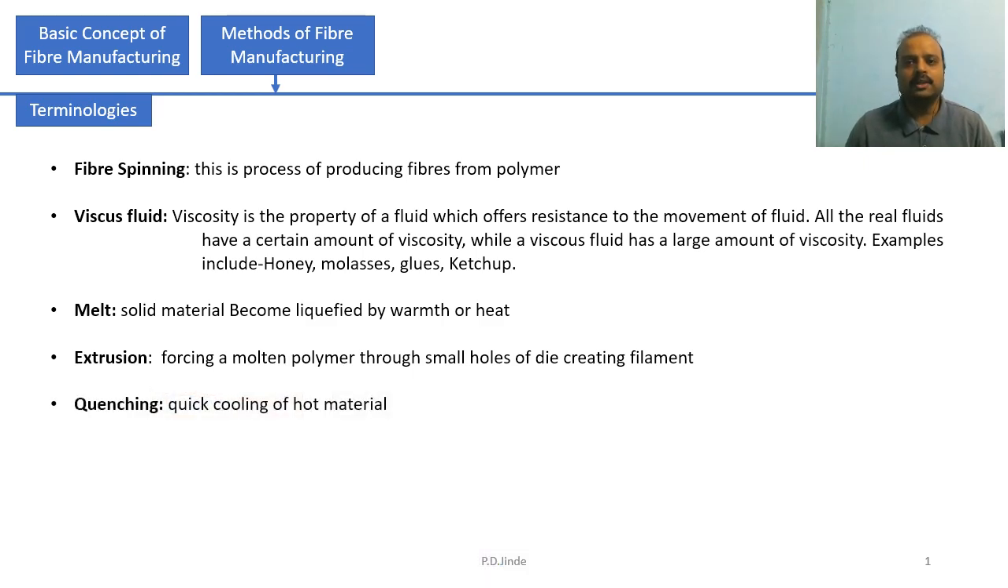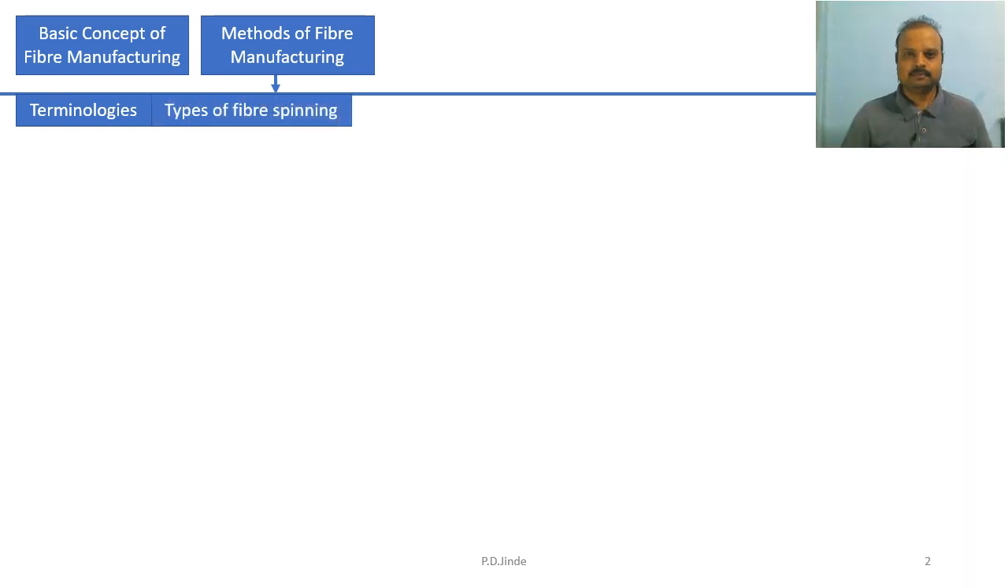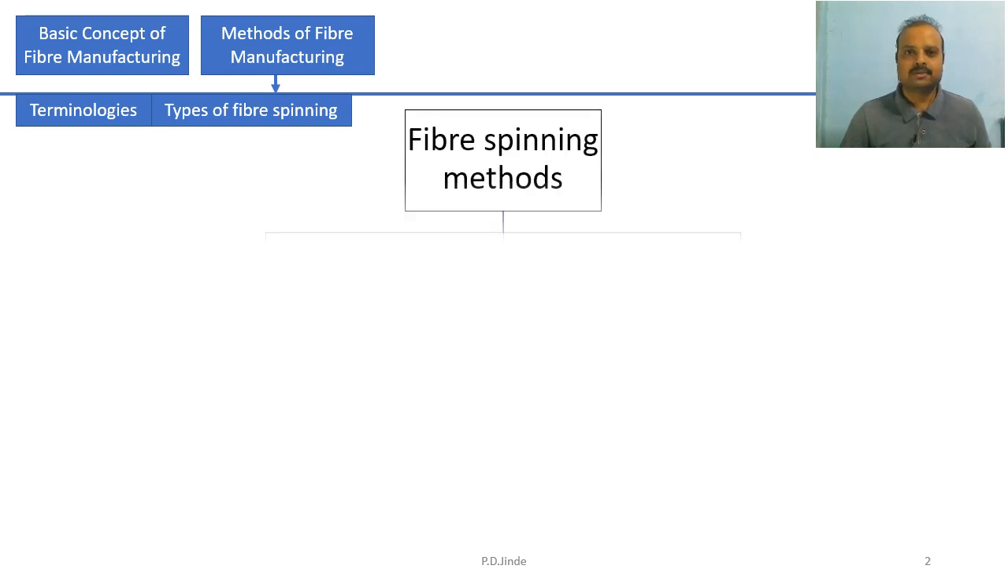The last terminology that we are going to use in further lectures is quenching. Quenching is the terminology used for quick cooling of a hot material. If a material, let's say filaments, is hot and these hot filaments need to be cooled quickly, then we call this process a quenching process. Once we understand the different terminologies generally used in further lectures, let's get into the main subtopics.